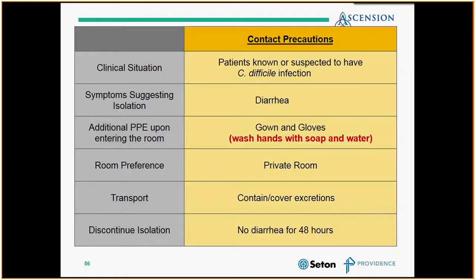Apologize about that. The next one is the yellow contact precautions. These are patients known or suspected to have C. difficile. This is a bug that lives in the GI tract and causes diarrhea. With these patients, when you're sitting in the room, you want to wear a gown and gloves. What's really important is that when you're leaving the room or after interacting with the patient, you really need to wash your hands with warm water and soap.